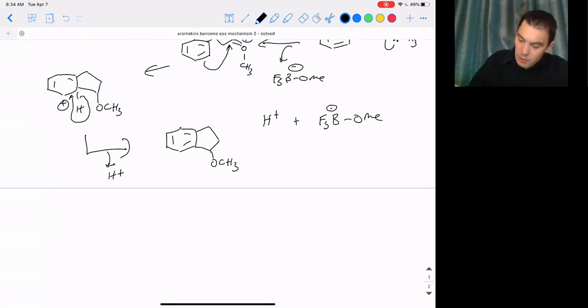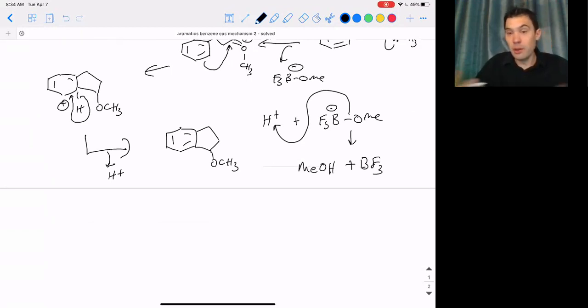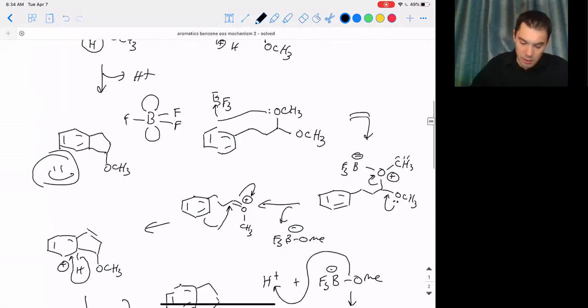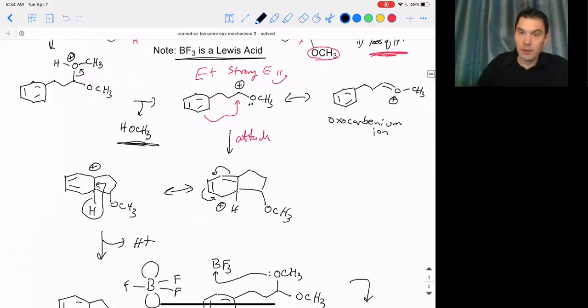And because this overall is minus, we're probably going to have that OMe attack there. And what that'll give us then is our BF3 back plus methanol. And so all in all, we're going to end up with the exact same products that we identified up top here, where we had methanol come out nice and early.